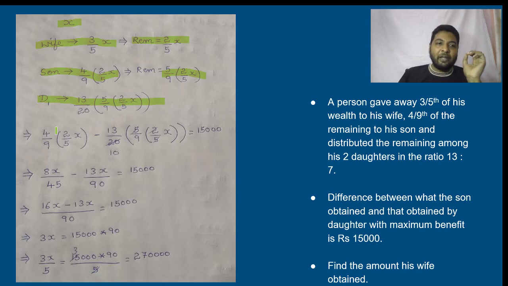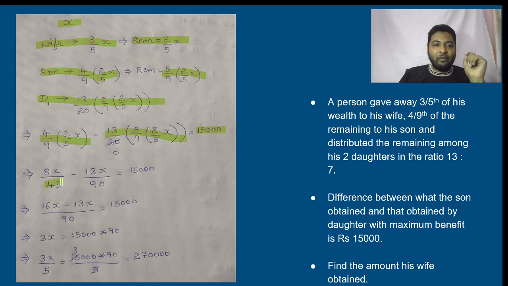The difference between what the son obtained and what the daughter with maximum benefit obtained is rupees 15,000. That is 4/9 of 2/5X minus 13/20 into 5/9 into 2/5X is equal to 15,000. If we simplify, 5 and 5 get cancelled out. 2 10 times is 20. 4 into 2, 8x/45 minus 13x/9 into 10, 90. 13x/90 is equal to 15,000.